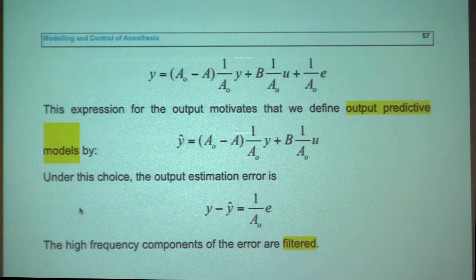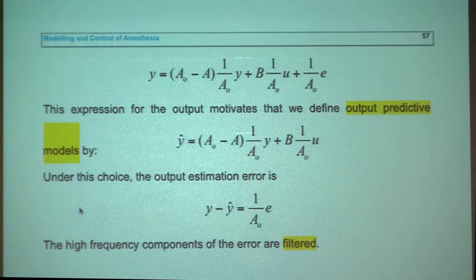So if you have this model, well, it's natural that you say that your predictor is your model without the noise part. So the error is the noise, E, filtered by 1 over AO. Okay? And AO is something that you can decide.